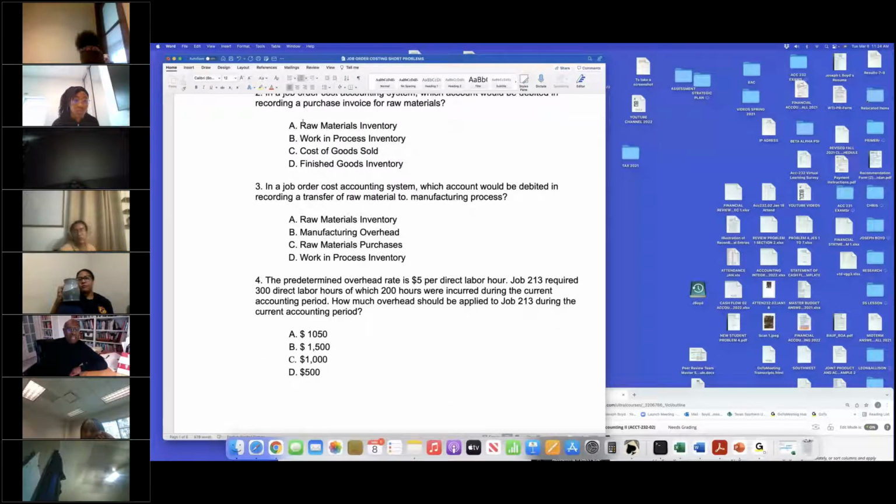Okay. Team four, the predetermined overhead rate is $5 per direct labor hour. What we're saying is that the POR is five, that POR you've been calculating. Job 213 required 300 direct labor hours, of which 200 hours were incurred during the current accounting period. How much overhead would be applied to job 213 during the current period?